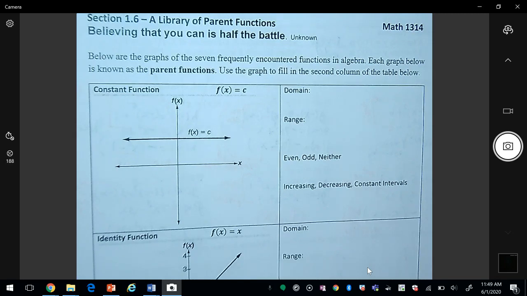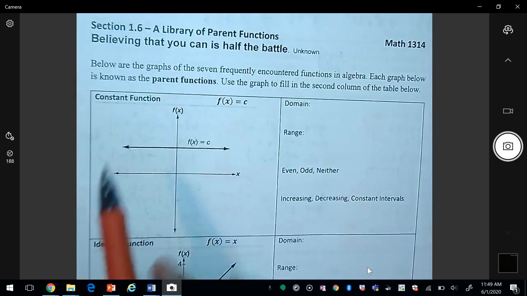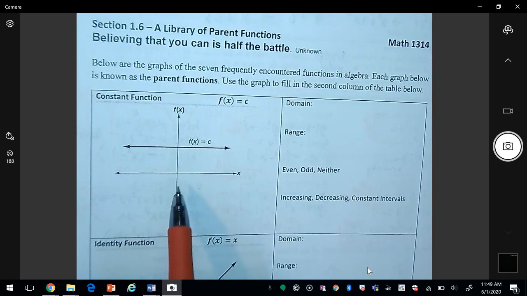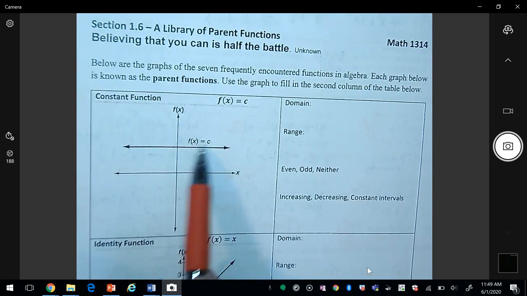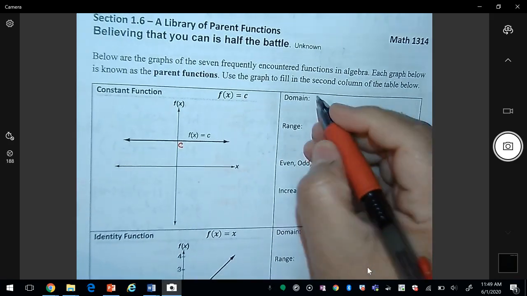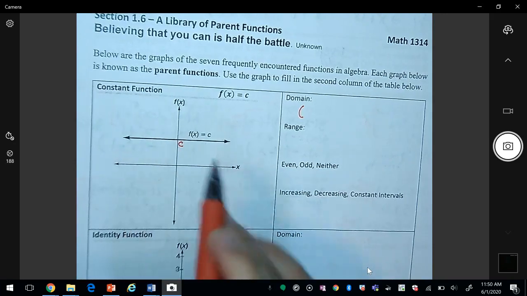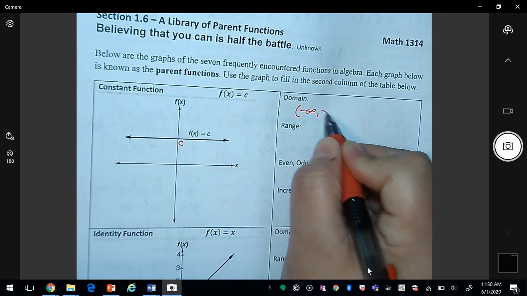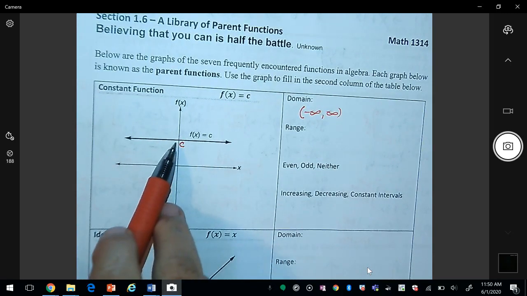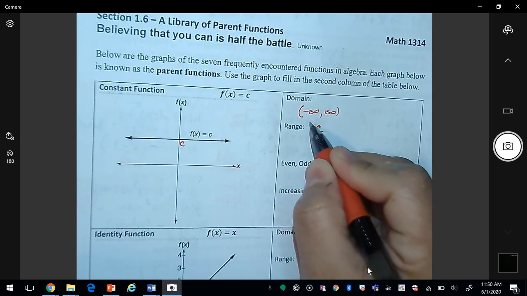The first one is the constant function. And the constant function is basically a horizontal line crossing through the y-axis. In this example, it crosses at c. So this is the value c here. So the domain for this, as you can see, we're using all the x values. So this would be from negative infinity to positive infinity. And the range, the only y value being used is c. So c would be my range.